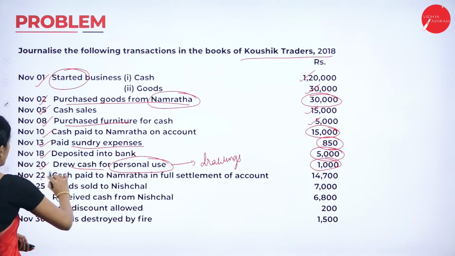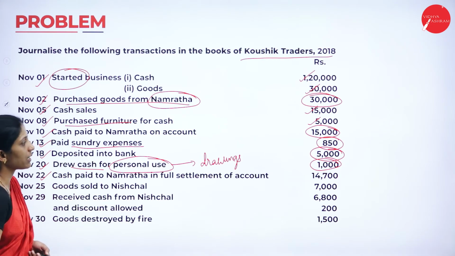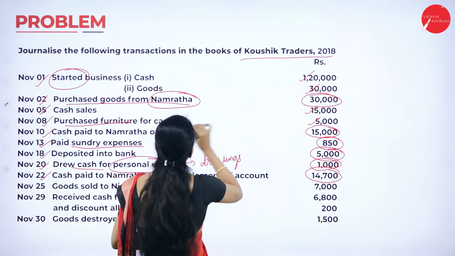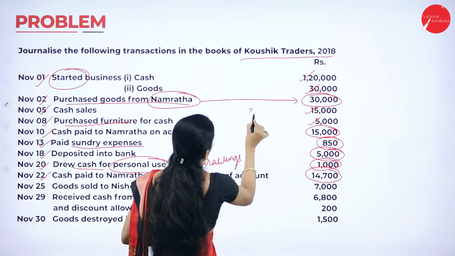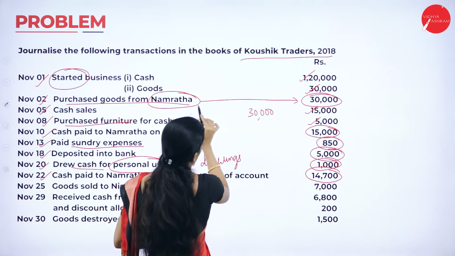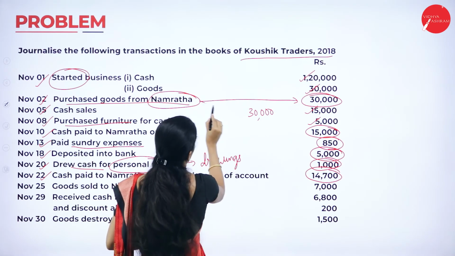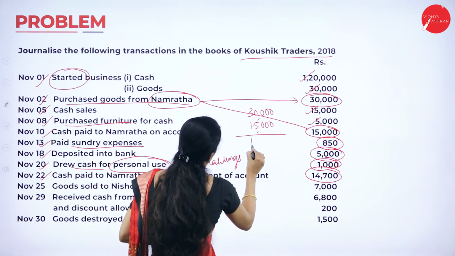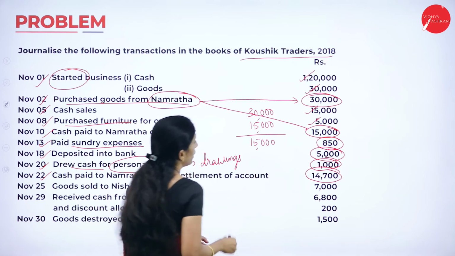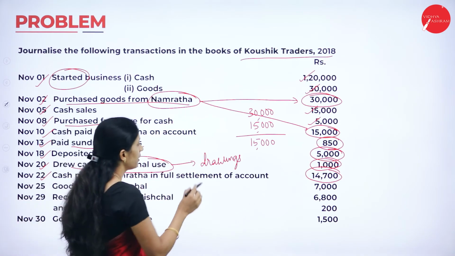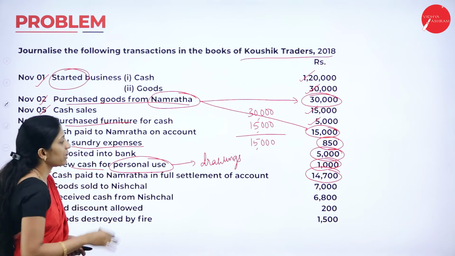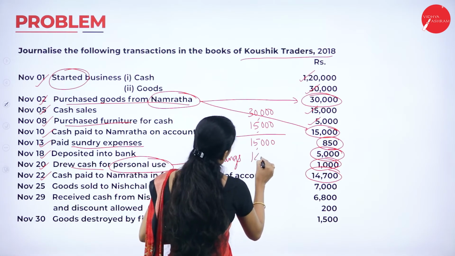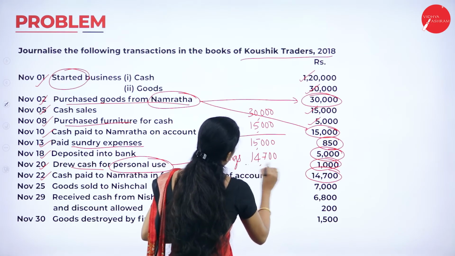Next one, 22nd, cash paid to Namrata in full settlement of account, 14,700. Now what is the total amount that has to be paid to Namrata? 30,000. Out of which, how much have they actually paid? That is 15,000. So minus 15,000. So the remaining amount to be paid is 15,000. But how much have they paid? That is cash paid to Namrata, full settlement of his account. So 15,000 had to be paid, but they have paid only 14,700.